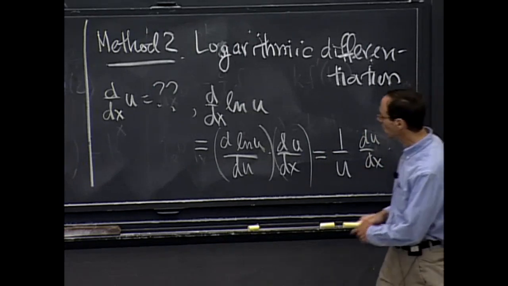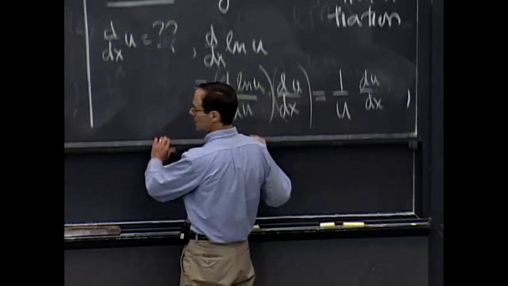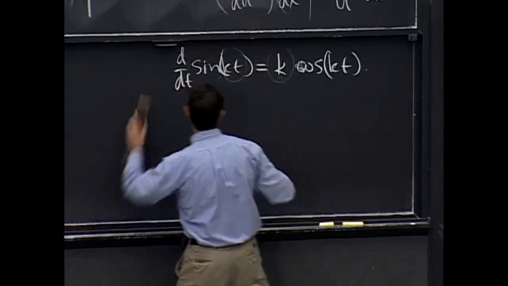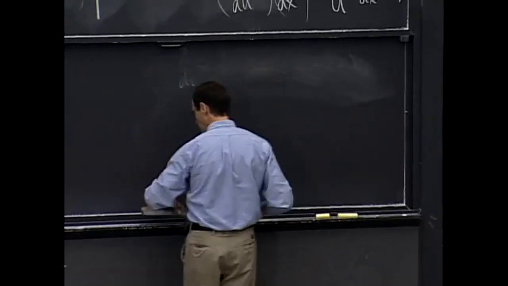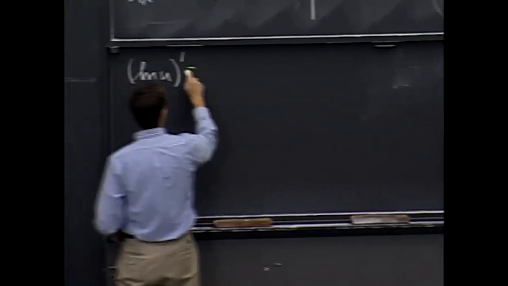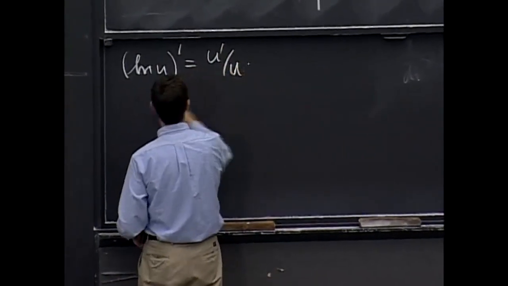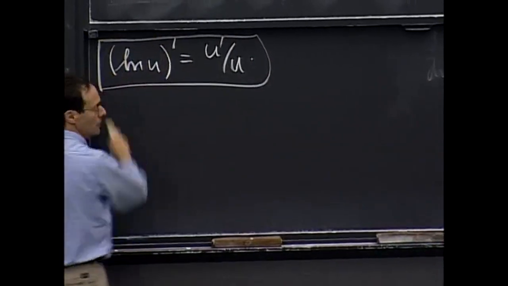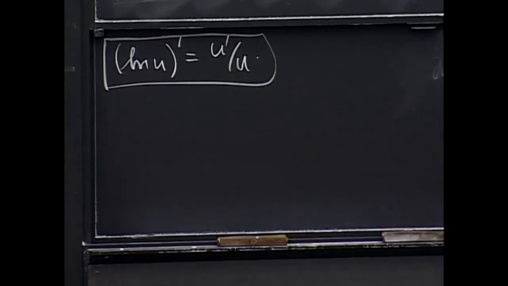So I'm going to encode this on the next board here, which is the main formula that you always need to remember, which is that log u prime is equal to u prime over u. Okay, that's the one to remember here.